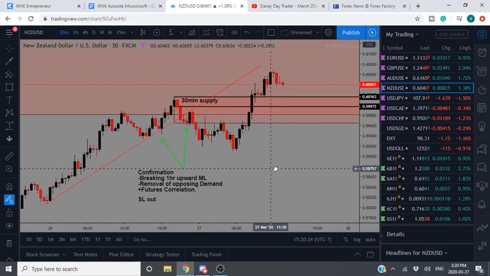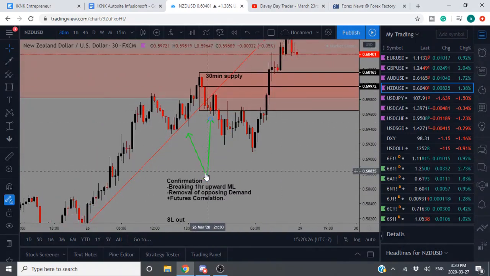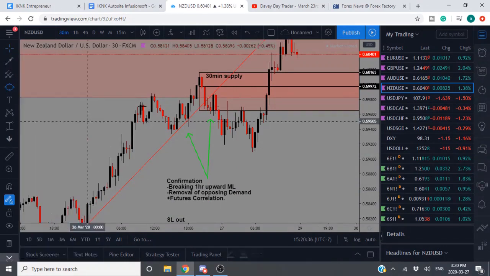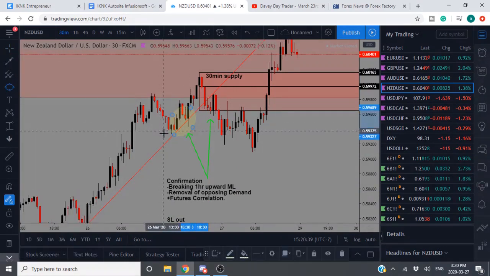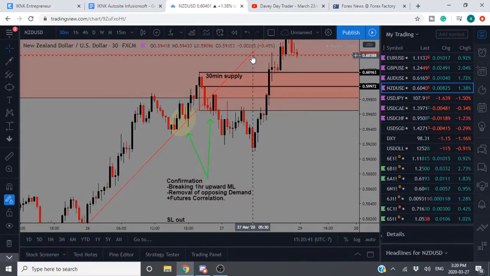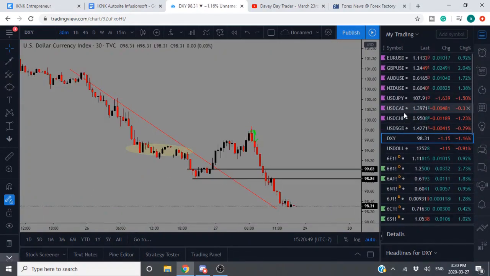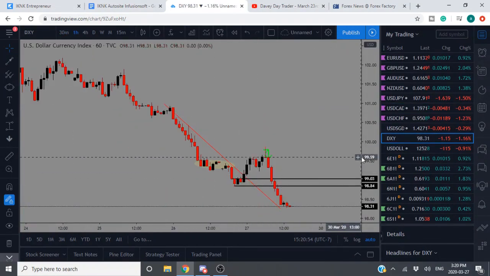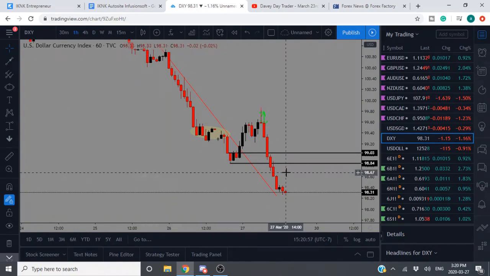So I executed it on the 30-minute time frame. Like I said, confirmation is basically me thinking, hey, price is starting to turn, breaking the upward momentum line and removing demand. So these are the demand zones I was breaking and removing, and the upward momentum, right? Took this short pullback, ended up stopping me out. And even if we look at the US dollar, all the US dollar pairs had that exact same opportunity. Let's look at the DXY first, because the DXY had this opportunity of breaking that 1 hour downward momentum and removing the supply zone.